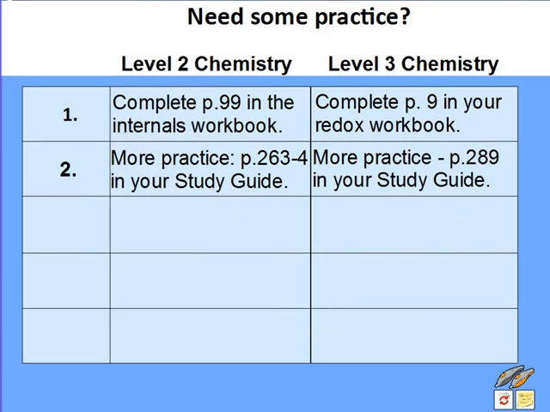Now if you're in my level 2 chemistry class or my level 3 chemistry class, you can do some extra practice on oxidation states and assigning them, and this is where you will find that information. Go to it and make sure you understand what you're doing with oxidation numbers.